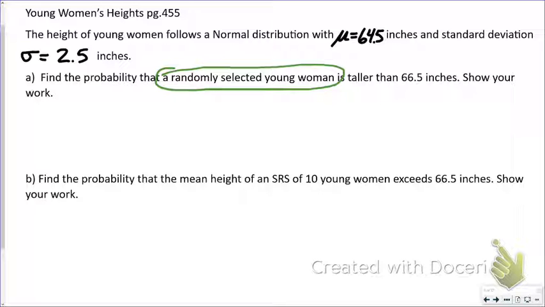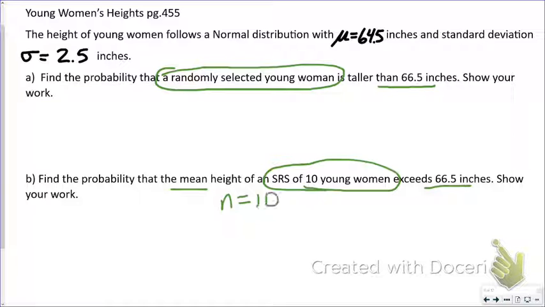What's the probability that the mean height of an SRS of 10 is greater? Mean was important also. Two different questions, but yet they look very similar because they're both looking for a probability greater than 66.5. So be really careful. Make sure you note that this one has a sample size. This one above it on part A, there's no sample. We're just looking at one woman.